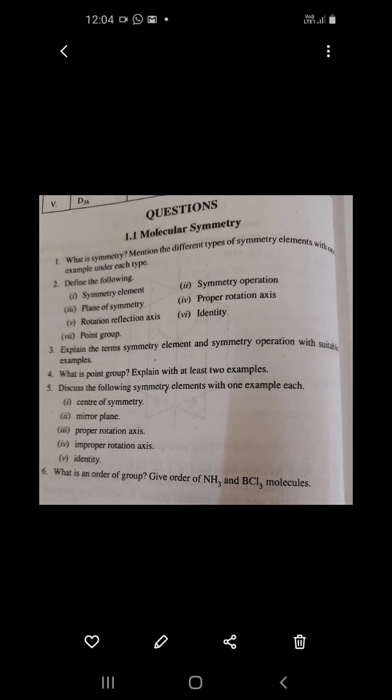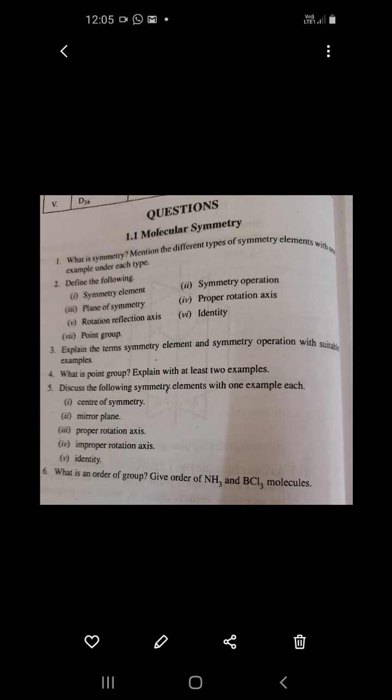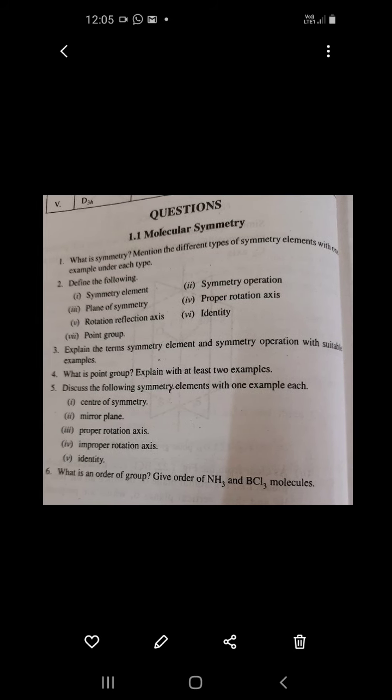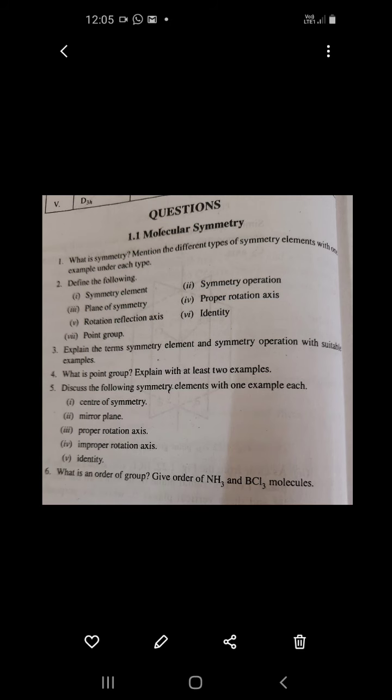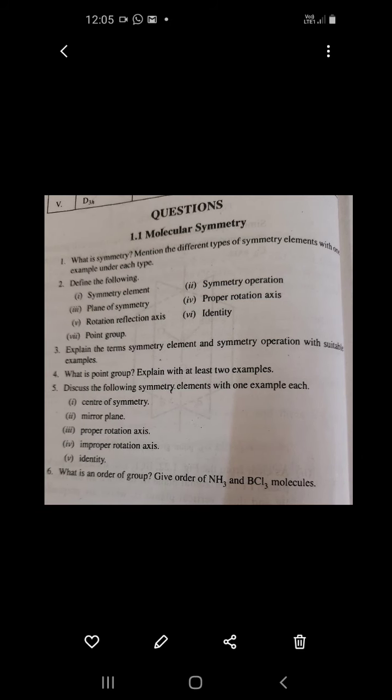Then we saw rotation reflection axis. It is also called the improper rotational axis. Sometimes what happens is that when the molecule is rotated, you then have to do its reflection so as to get the indistinguishable configuration or original configuration, called an improper rotational axis, and doing nothing operation is called identity. Point group is also an important definition: a collection of all symmetry elements and symmetry operations together to describe a molecule is called point group.